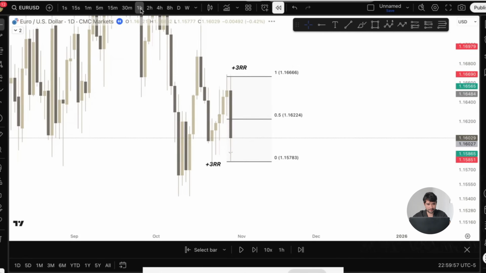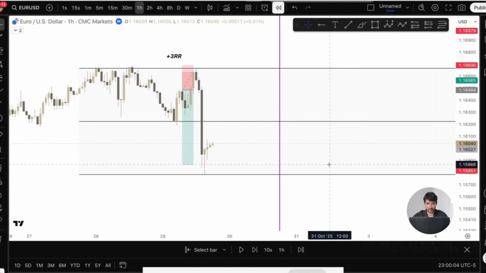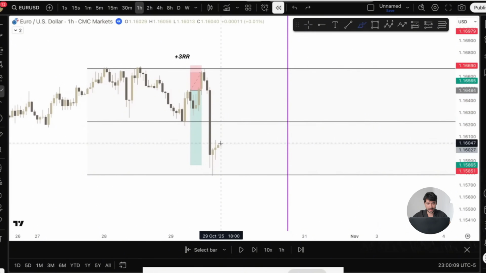So now that we have the range identified, let's scale to the 1 hour. Of course, the range closes out, boom. Okay, so it's going to move that purple line. Now we want to let price either break the high or the low and trade in that direction.